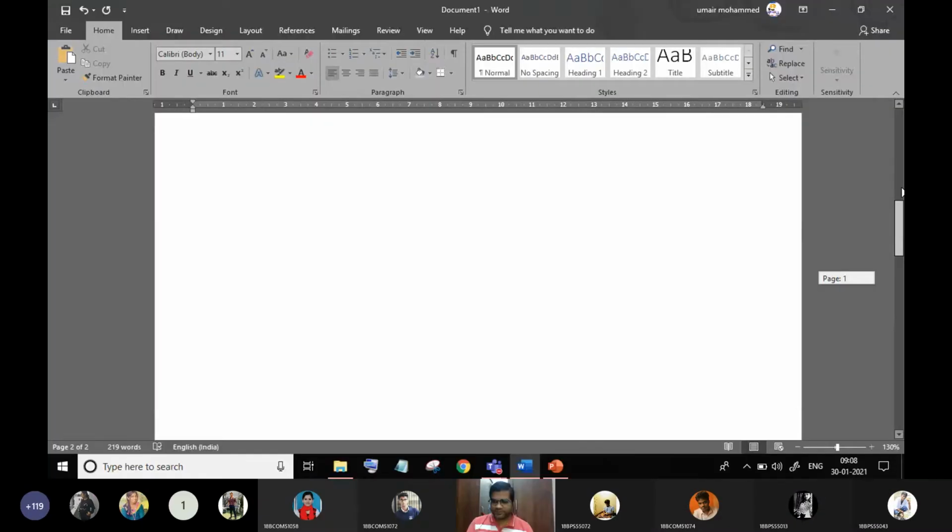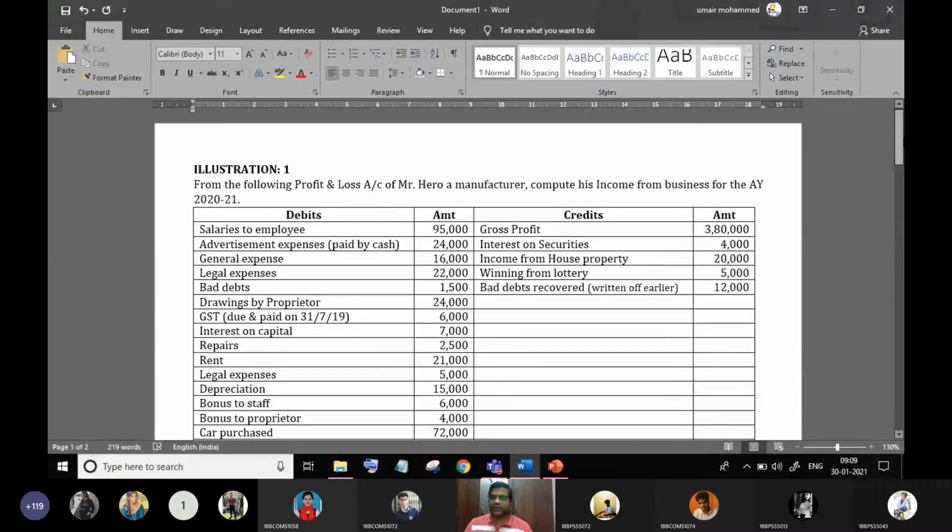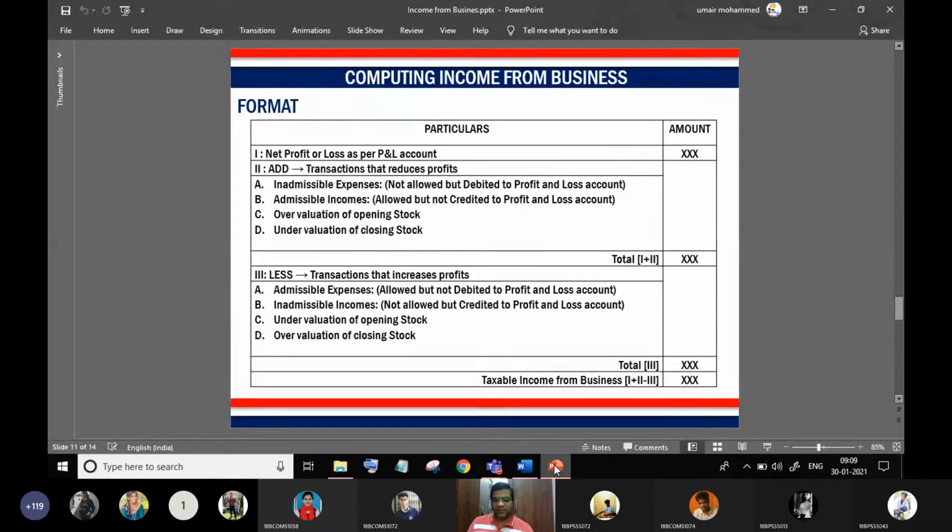Good morning. So let's start solving illustrations on income from business. Let me do a quick recap of the format, because unless you're familiar with this format, you won't be able to solve the question. Therefore, it is important that you get acquainted with and understand the format presented here on the slide and make sense of the steps mentioned here.